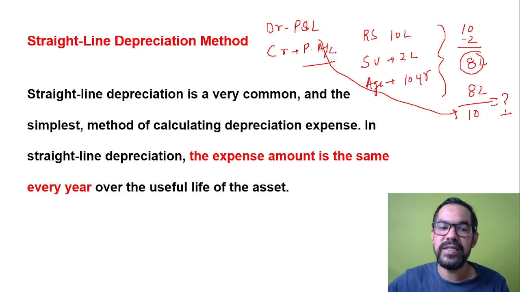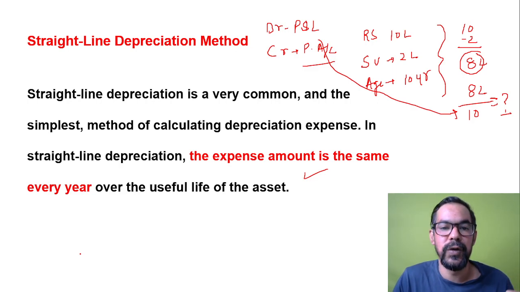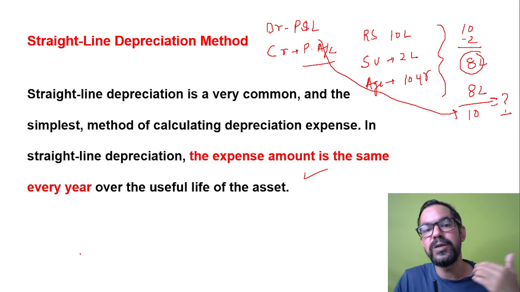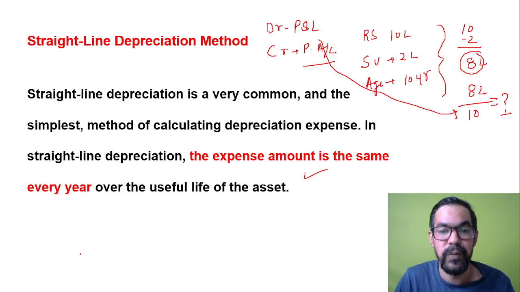Straight line depreciation is very common, and it is the simplest method of calculating depreciation expense. In the straight line method, the depreciation expense for every year remains the same for the useful life of that particular asset. So the expense, or the percentage of depreciation, remains the same throughout the life of the asset while you are using the straight line method.